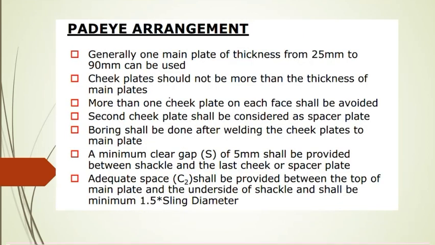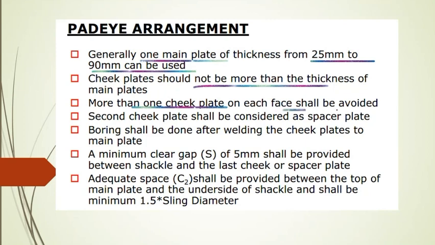Let's see. Generally, one main plate with thickness from 10 to 90 mm can be used. One main plate generally. Cheek plates should not be more than the thickness of the main plate. Not more than one cheek plate on each face shall be avoided. Second, cheek plates shall be considered as a spacer plate. Pouring shall be done of cheek plates.